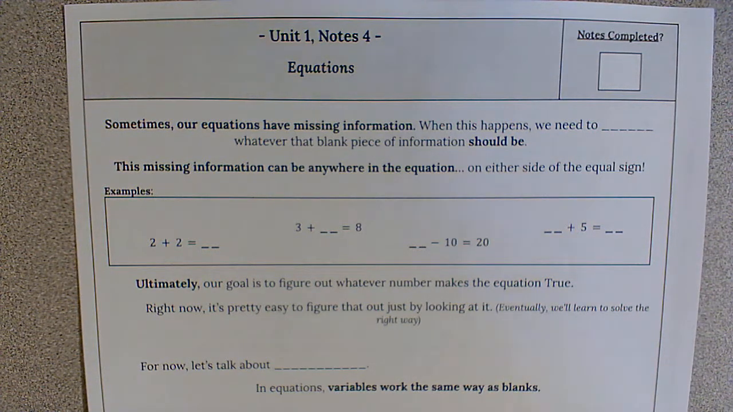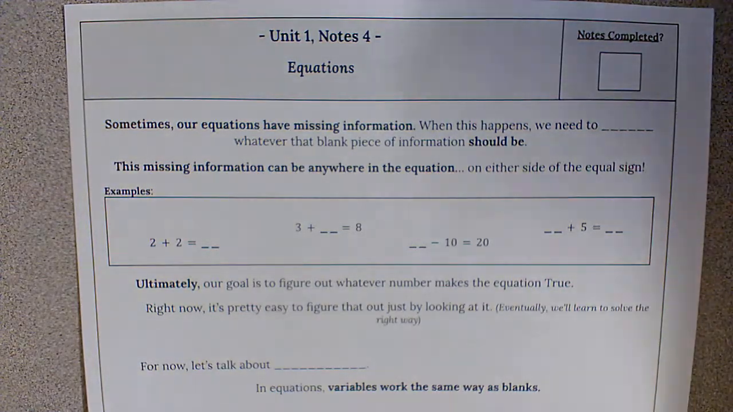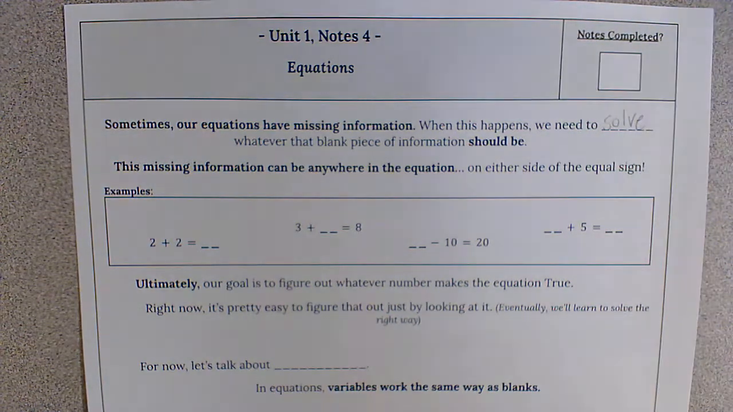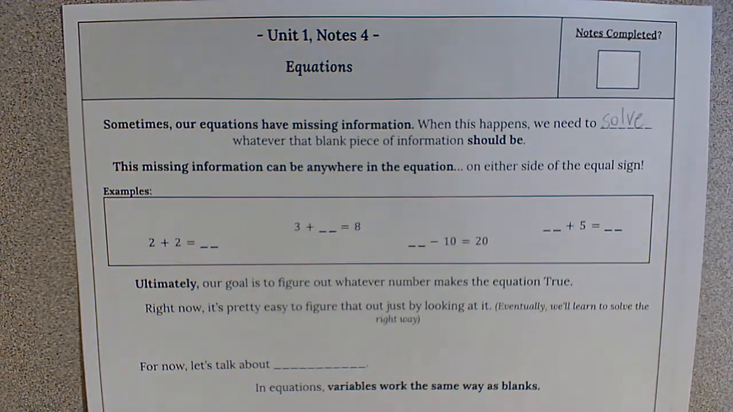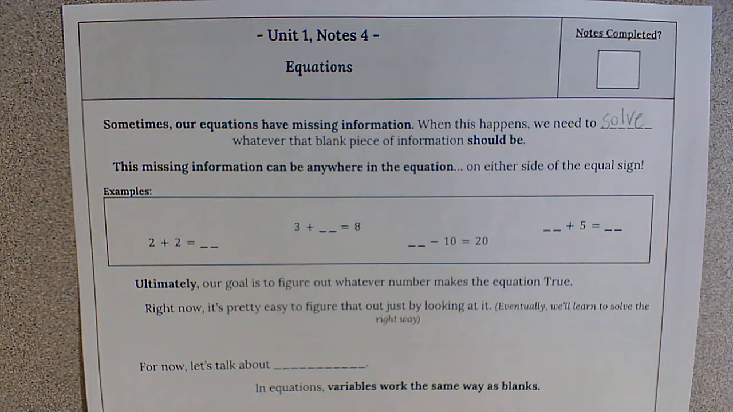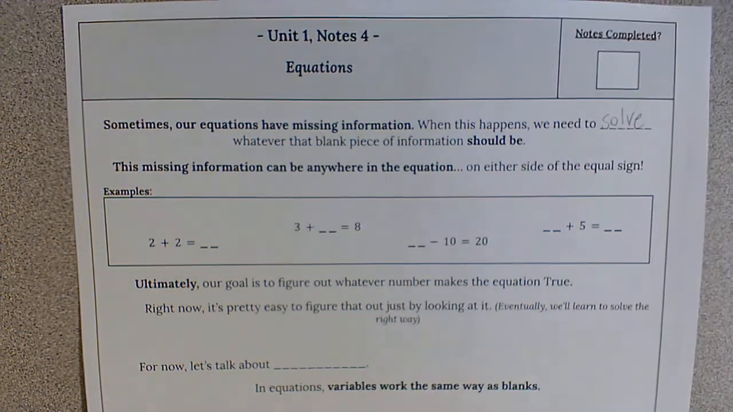Alrighty, we're on to notes 4 of Unit 1, talking finally about solving equations. Sometimes our equations have missing information. When this happens, we need to solve to figure out whatever that blank piece of information should be. Solving only comes up with equations, and it's specifically when we have something missing. Now, this missing information can be anywhere in the equation, and on either side of the equal sign.